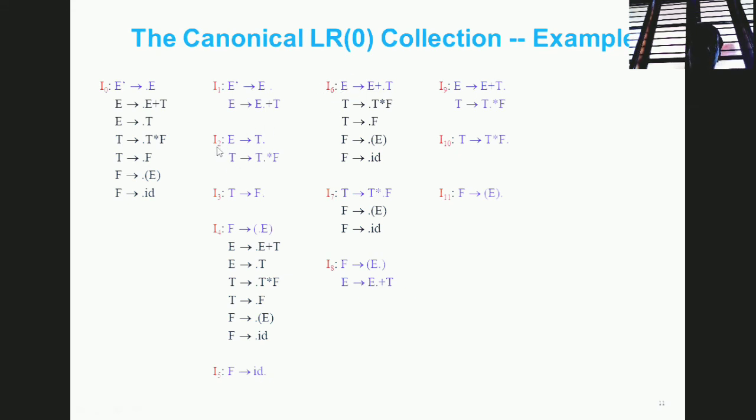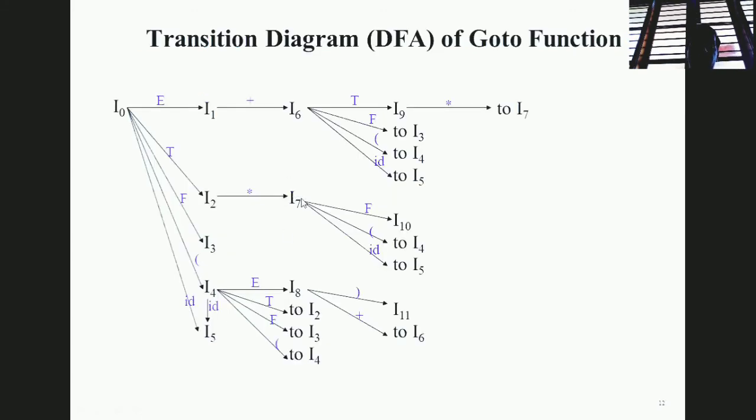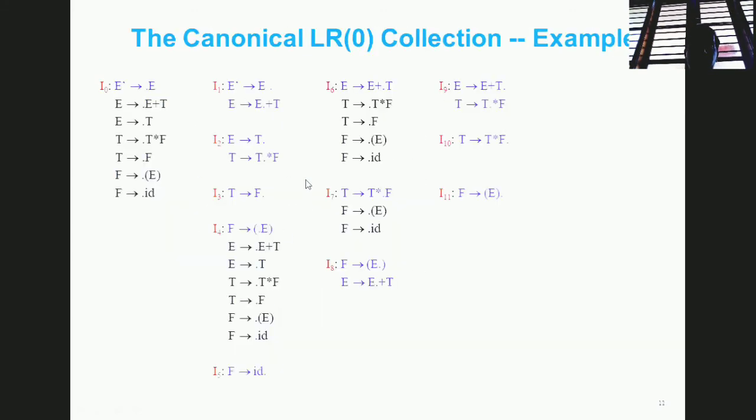That is goto of I2 comma star. So you are going to consider I2 comma star. When you take I2 comma star, you are going to get a new state called I7. What will your I7 be? It is nothing but T tends to T star dot F. Once again, F is a non-terminal symbol, so I'm going to add the productions of F into this, that is F tends to dot open parenthesis E close parenthesis, F tends to dot ID. So then it becomes I7.